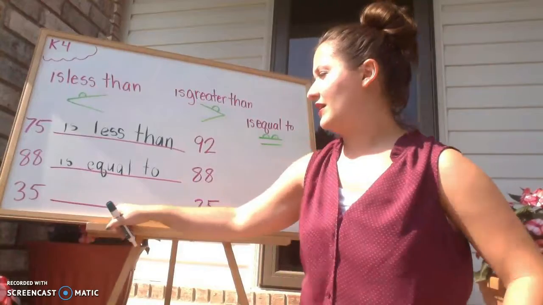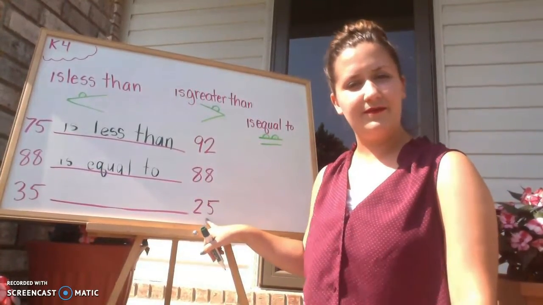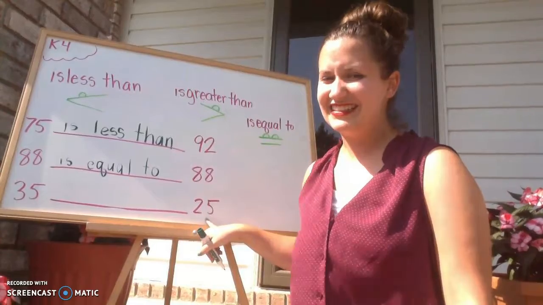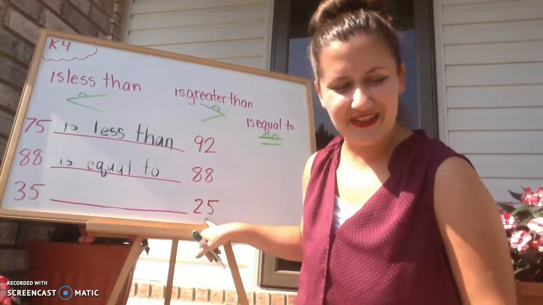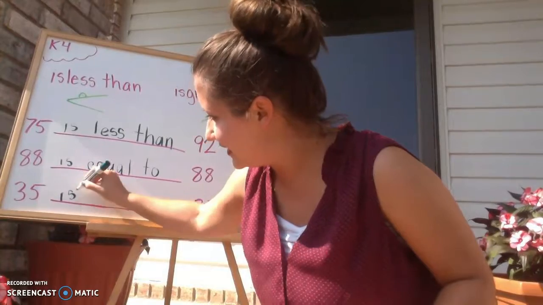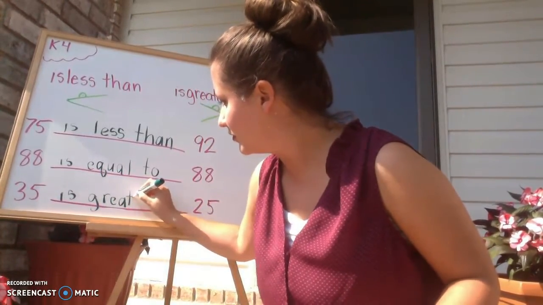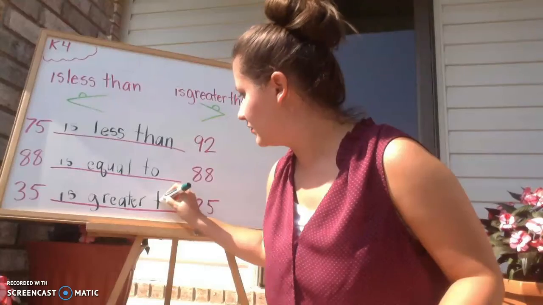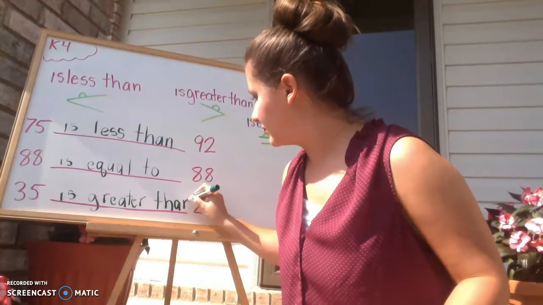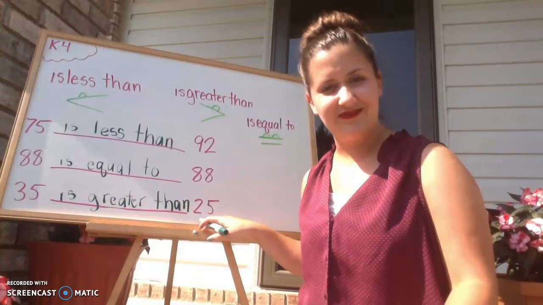35 is less than, greater than, or equal to 25. Which one is it? You got it. It's greater than. So we'll write is, if we can get our marker to work, here we go, is greater than. So 35 is greater than 25. True or false? It's true.